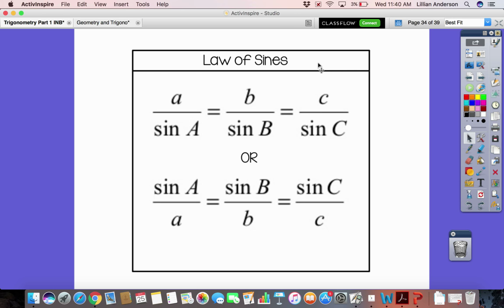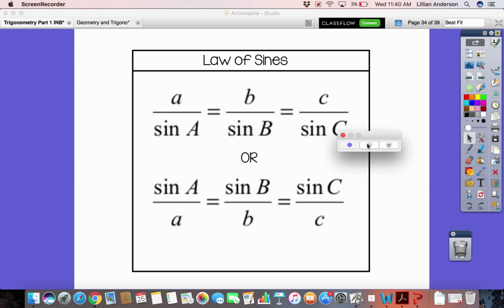So this is what you should have. This right here should represent the fold. And on the actual little tab that you create, you're going to label it law of sines. And then on the actual flap itself, you're going to write down the formula for the law of sines, which is what you see here: a over sine A equals b over sine B equals c over sine C, or vice versa. You can have the sines on the top and the lowercase letters on the bottom. So go ahead and write that onto your flap. Your paper should literally look like this.